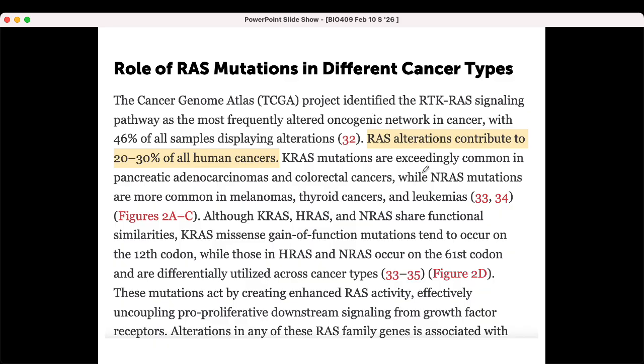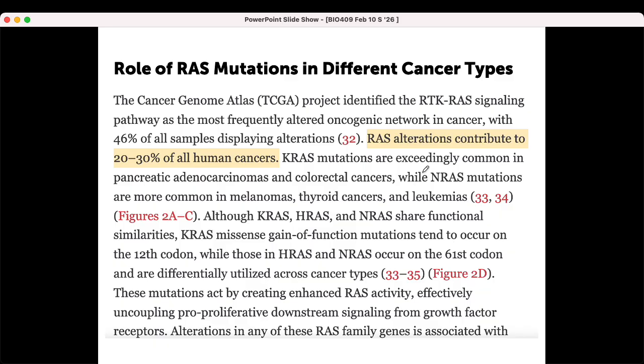And it goes back to what's normally controlling the growth of those cells. And that's what gets weird and abnormal in that cancer, right? So it just says, although KRAS, HRAS, and NRAS share functional similarities, they definitely do. They're all doing that same thing.